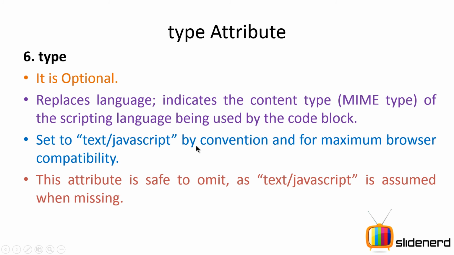You don't have to specify it, because by default, even if you don't write type equals text/javascript, the browser understands and assumes that you're writing JavaScript code. So this is not needed. In the olden days, people used to write this. In fact, I still write this, but you don't have to write this. So that's the basic stuff about type.